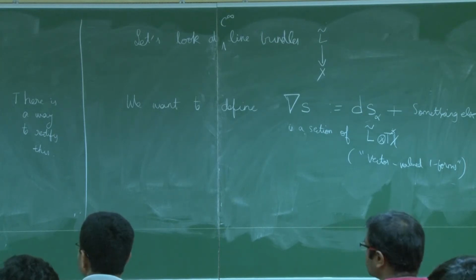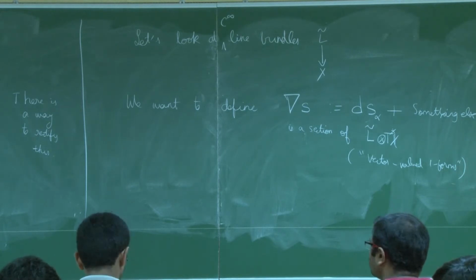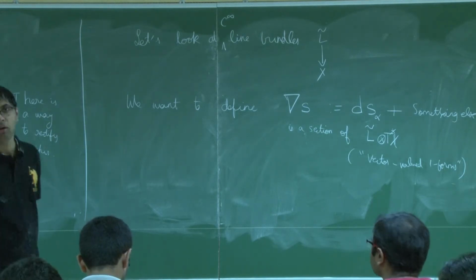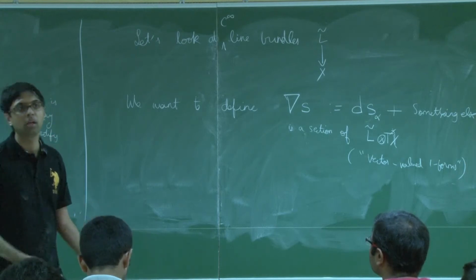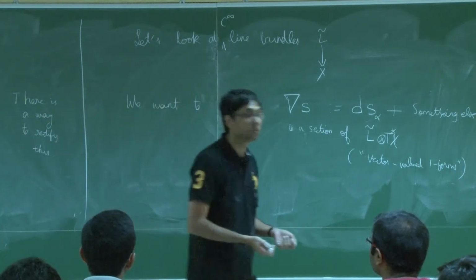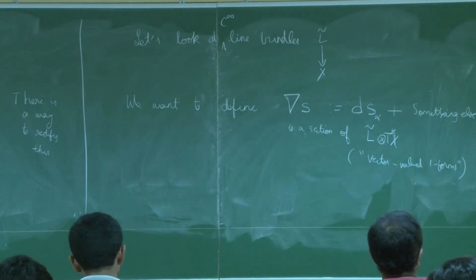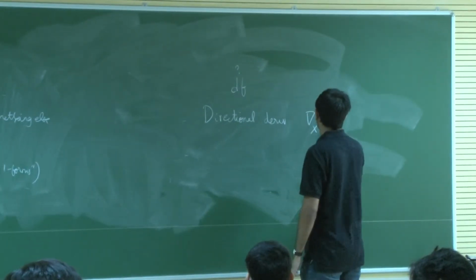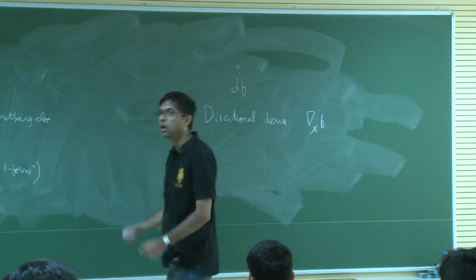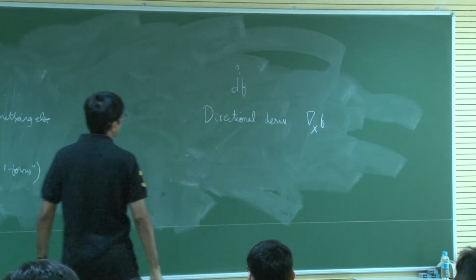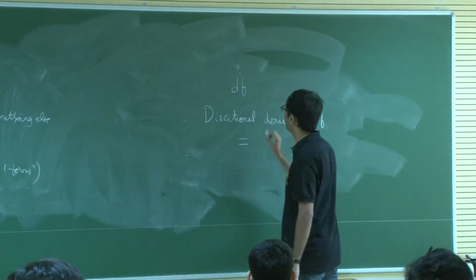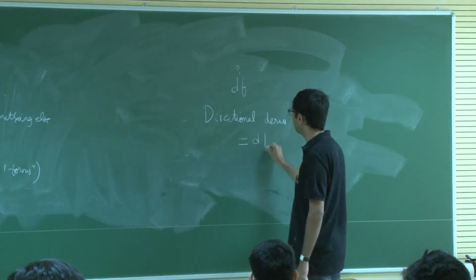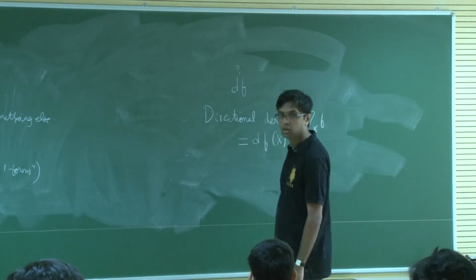Well, derivatives tell you how things change, right? And when you first encounter derivatives in multivariable calculus, you don't encounter differentiability in its full glory. You first define directional derivatives. The directional derivative of a function is basically the derivative of the function in that direction, which, in terms of this one form, is df acting on this vector field, right?